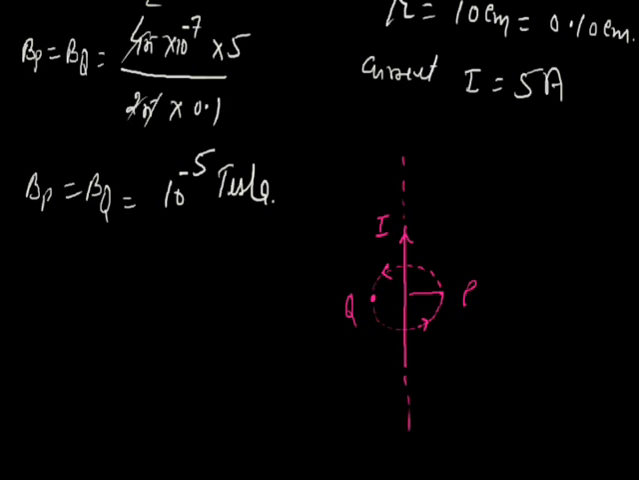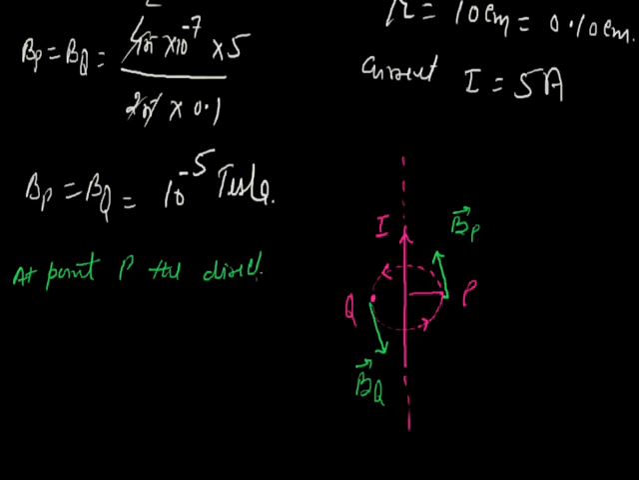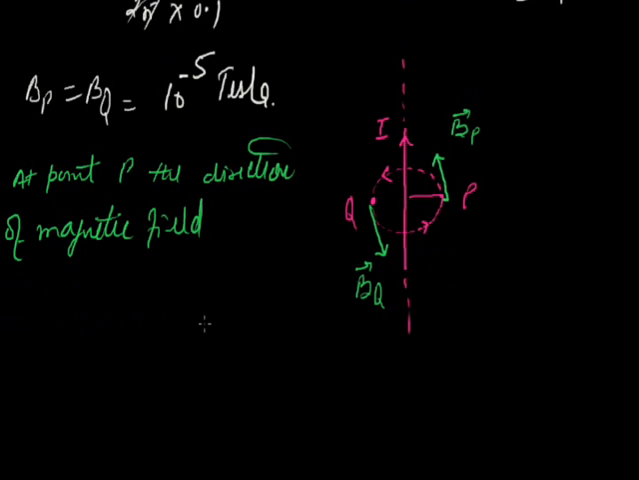Draw tangent at point P. This will be the tangent at point P. Here the tangent will be in this direction. It shows the direction of magnetic field at point P and Q, the direction of BP and the direction of BQ. It means at point P, the direction of magnetic field will be perpendicular to the plane inward.